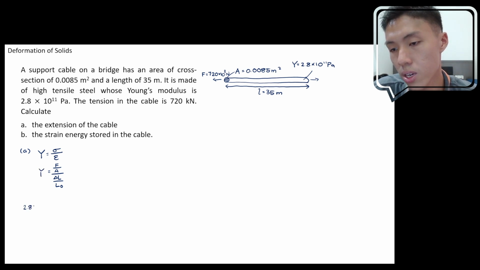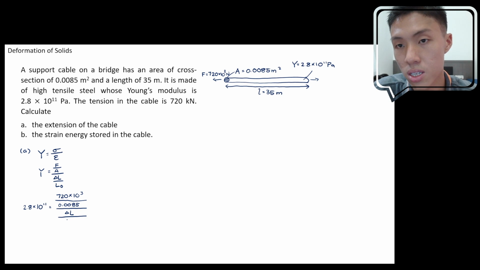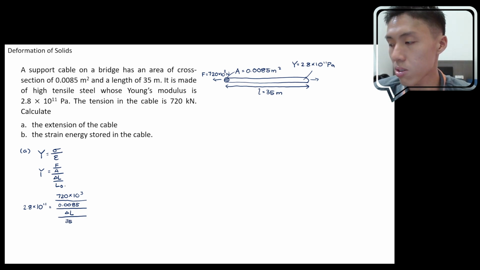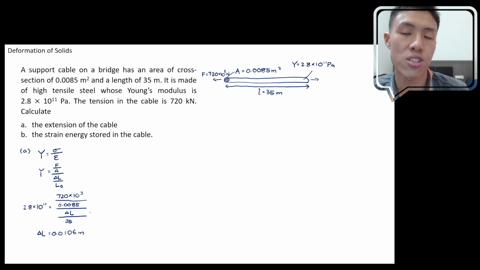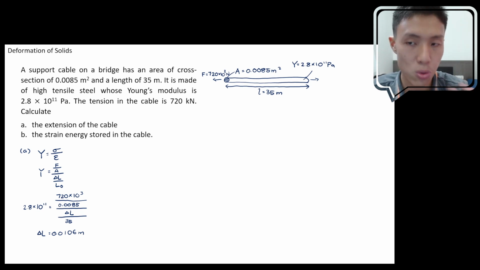The Young's modulus is 2.8 times 10 to the power 11. Then your force experienced is 720 kilonewton divided by the cross-sectional area, which is 0.0085. Then you have your change in length, which is unknown, which is what you want to find, the extension. Then you have your original length, which is 35 meter. If you put everything into your calculator, the change of length experienced by this support cable will be 0.0106 meter. So this is the change of length experienced by the cable, or you can call it the elongation, or the extension experienced by the cable.